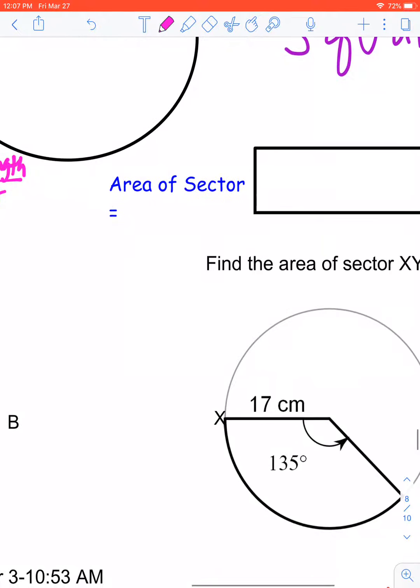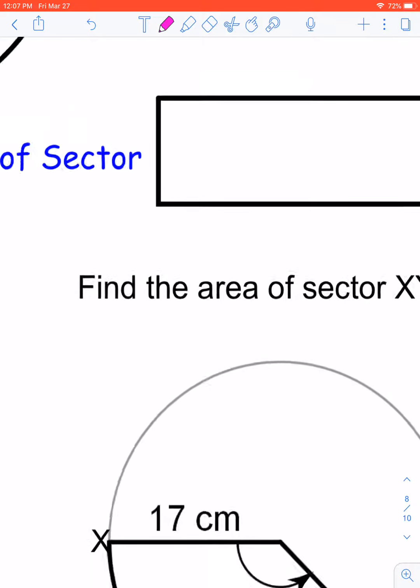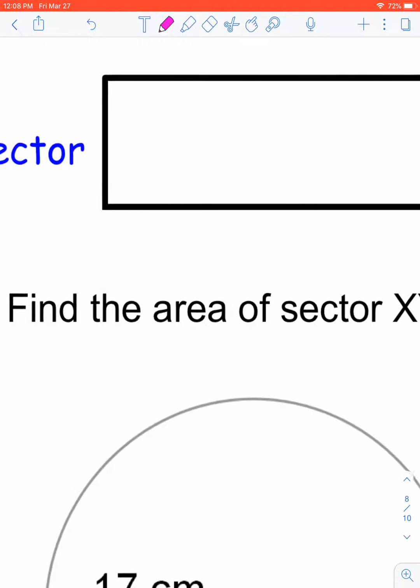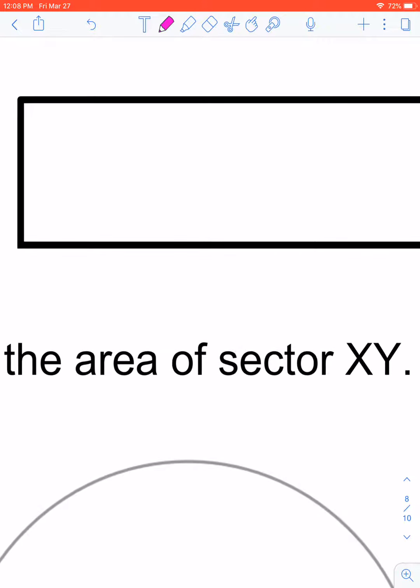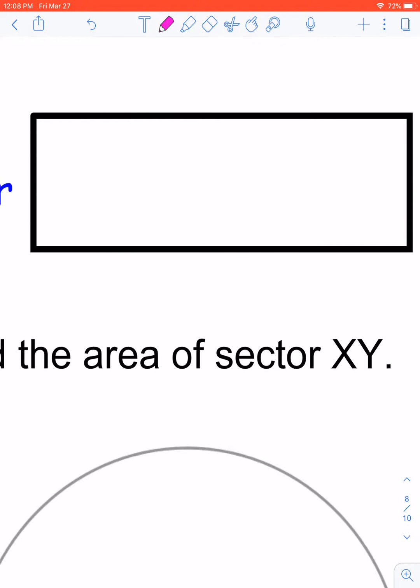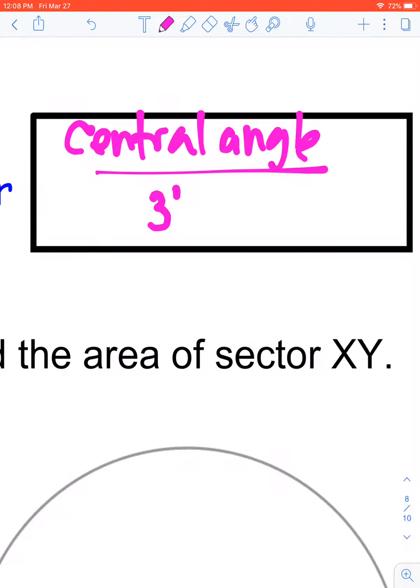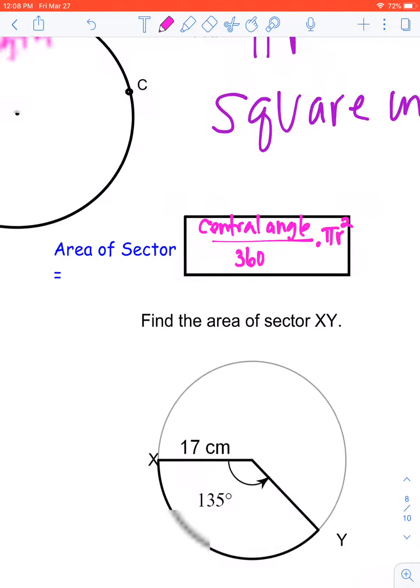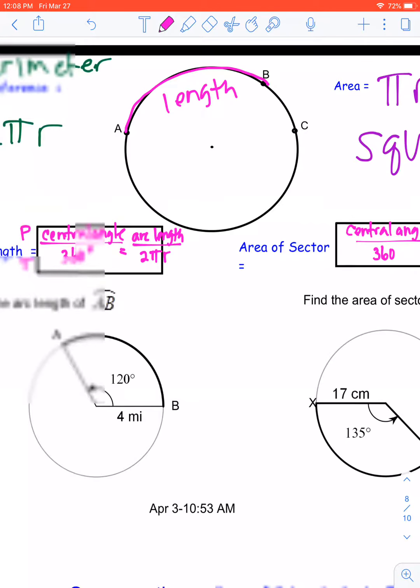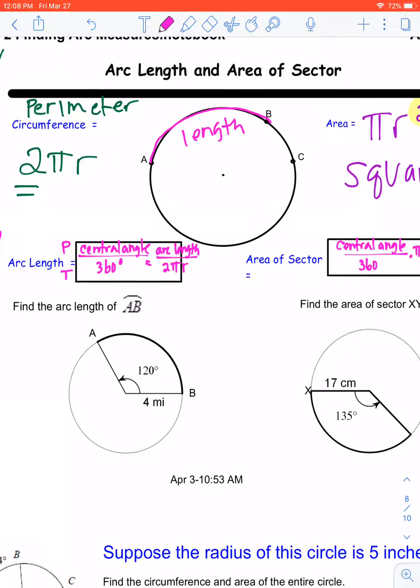Okay, we also have a formula for area of a sector. The formula is, again, part over whole. The central angle over 360, think of that as a percentage, and you're going to multiply that by the area, which is pi r squared.